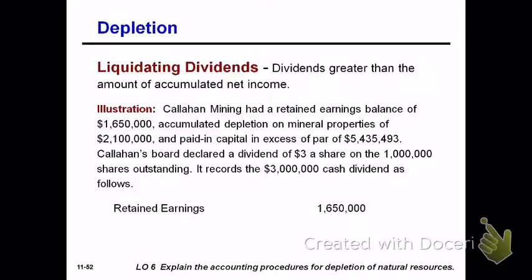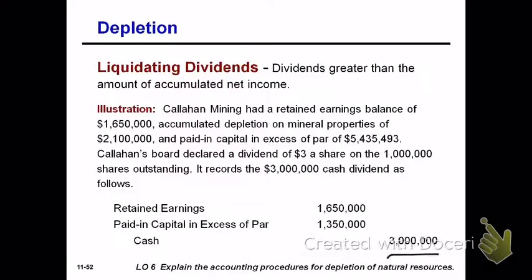So in this example, Callahan Mining has retained earnings of $1,650,000, and we're paying dividends of $3 million. So usually when you pay a dividend, you reduce retained earnings for the amount and then have the cash or the dividend payable. But in this case, we only have retained earnings of $1.65 million. So we can reduce all the retained earnings. The difference we need is going to come out of the paid-in capital in excess of par.